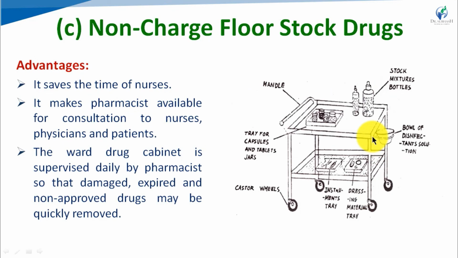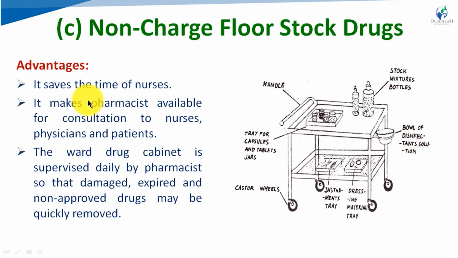For example, this one is an example. This is the handle of the trolley, then a tray for capsule and tablet jars, then an instrument tray. This one is the dressing material. Over here there is a stock mixture, that means the bottles, and a bowl of disinfectant solution. So the pharmacist can easily identify which things are not present here, and those will be filled by the hospital pharmacist and sent back to the nursing wards.